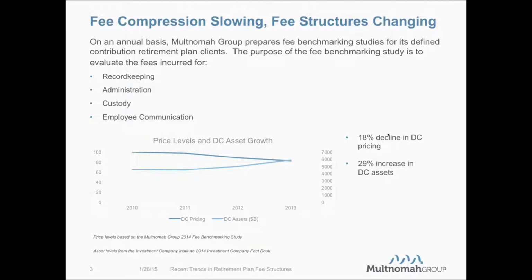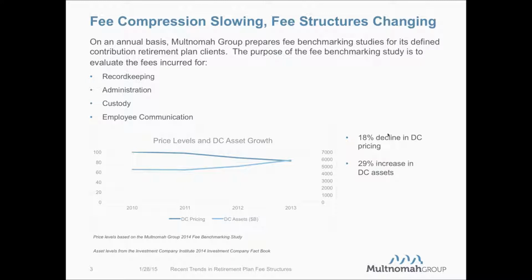Well, the primary reason has to do with the growth in plan assets. Over that same period of time, 2010 to 2013, we saw a 29% increase in defined contribution assets. So that's coming out of obviously the 2008-2009 decline. But that 29% increase in DC assets is material because so much of retirement plan pricing on the defined contribution side continues to be oriented towards asset-based fees.